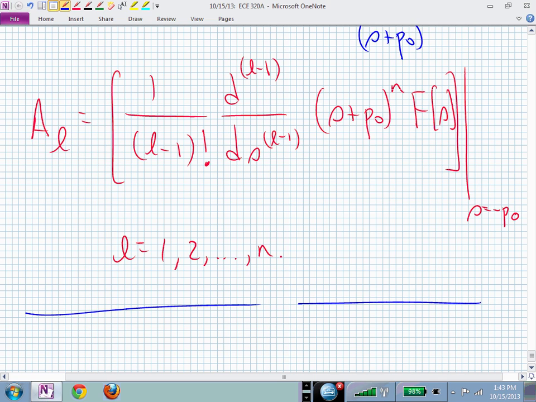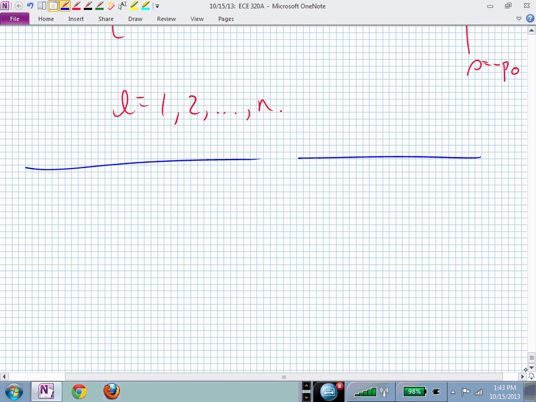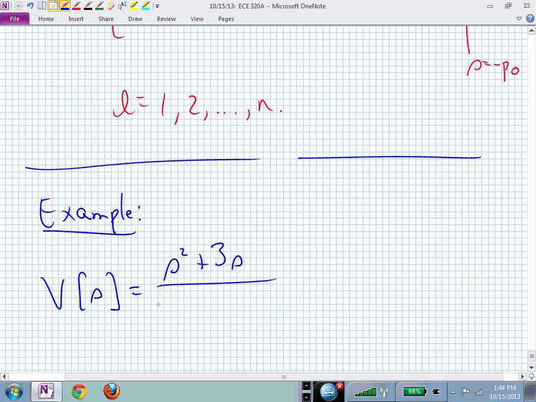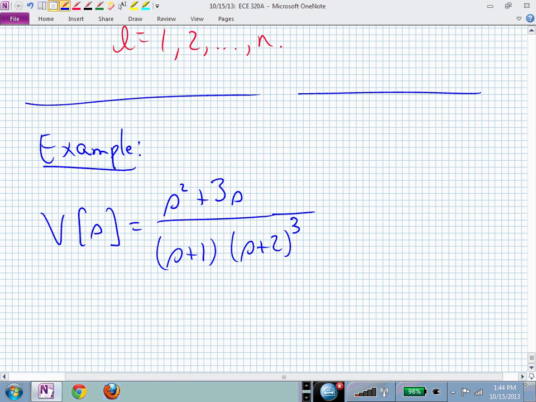Let's do an example with the derivative method. I'm just so excited I can't hardly contain myself. Everybody's papers are going into their bag. What's up with that? Here we are. V of s is s squared, let's say, plus 3s, and now, for whatever reason, I've mixed it up. Now we have s plus 1, and I have s plus 2 cubed.